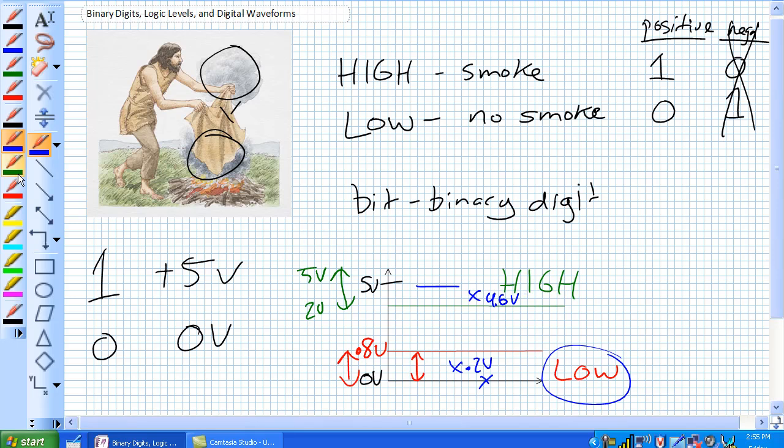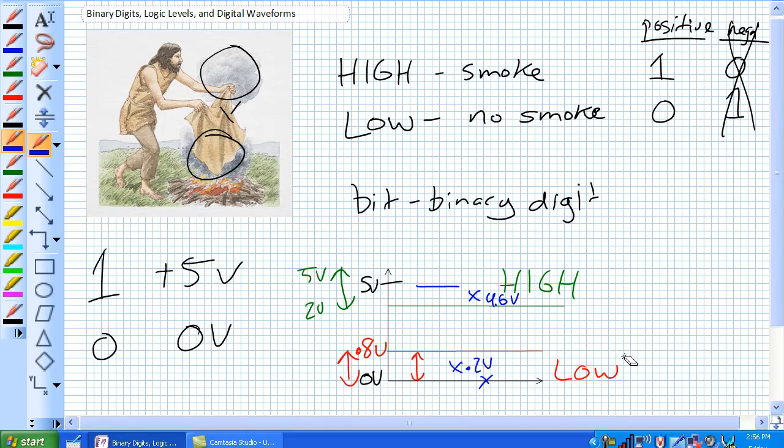Notice this huge band in the center. This is an unacceptable or invalid region. Say we have 1.5 volts. We don't know if it's within the high or the low. These are values that we're not going to use, because there's no way for our circuit to tell whether we're in a high region or a low region, whether 0 or 1. So we're just not going to use voltage values within the invalid range.